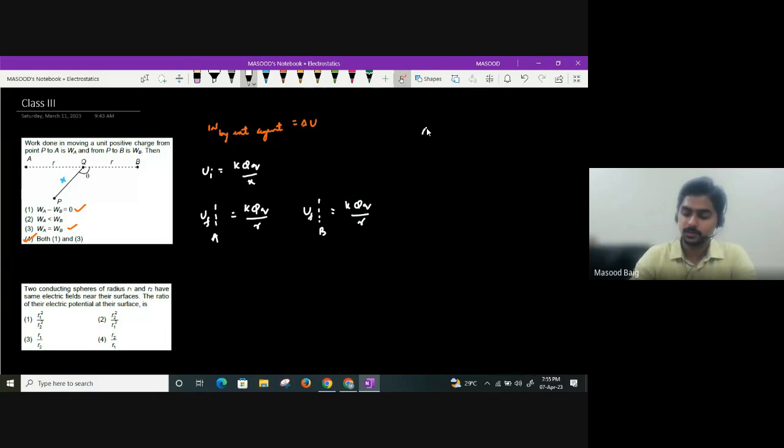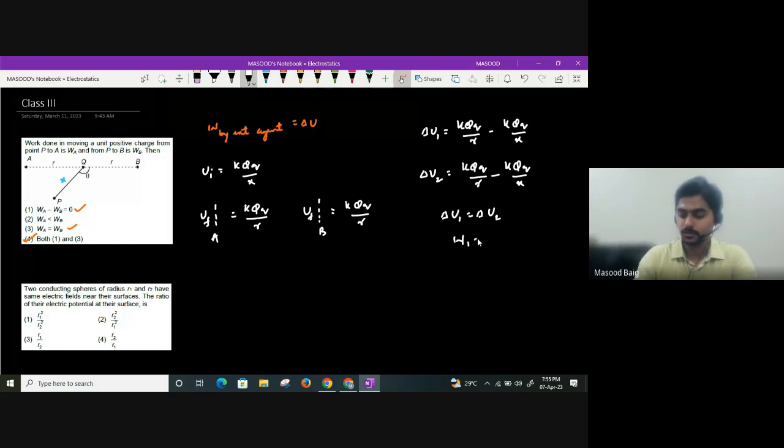In the first case, delta U will be K capital Q small q divided by R minus K capital Q small q divided by X. In the second case also, you will get K capital Q small q divided by R minus K capital Q small q divided by X. So in both cases, change in potential energy will be the same. So work done in both cases will be the same, so WA will be equal to WB. Clear, all of you? Whenever two charges are separated by a distance r, as I discussed yesterday, the expression for potential energy will be K q1 q2 divided by R. Yes or no?